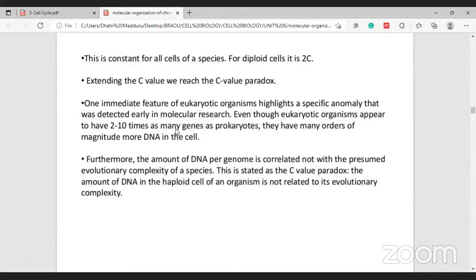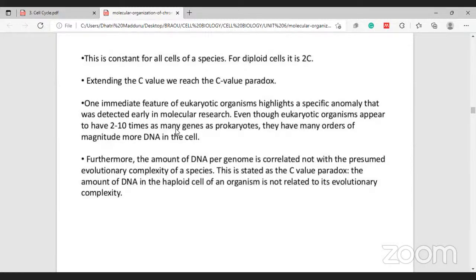According to the hypothesis, what the scientists thought is that prokaryotes or primitive organisms will have less DNA and be less complex. But as the complexity of the organism increases, the complexity of DNA also increases. This is the hypothesis. But in actuality, we could see that sometimes bacteria have more DNA than higher organisms and are more complex also.